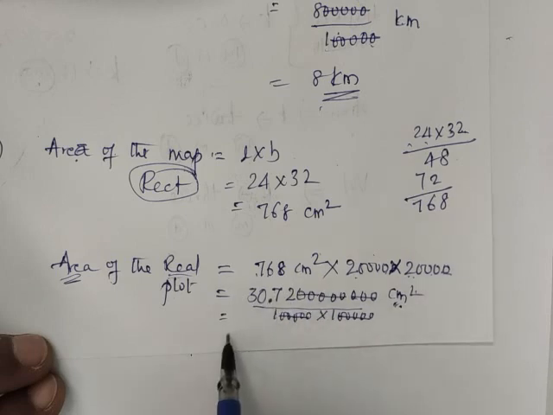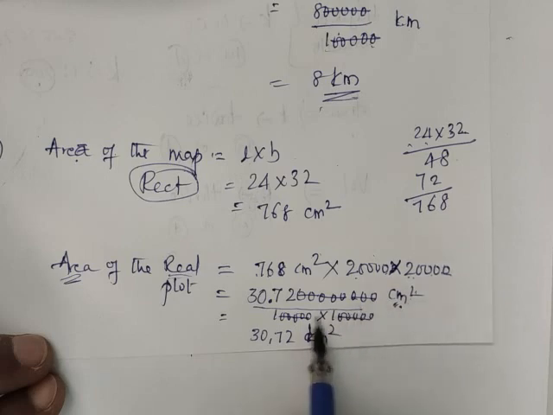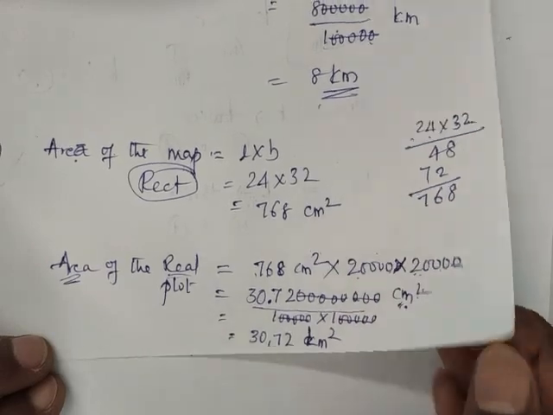So place the decimal. Then you will get 30.72 kilometer square now, because we have converted centimeter to kilometer by dividing 1 lakh into 1 lakh. 30.72 kilometer square is the area of the real plot.